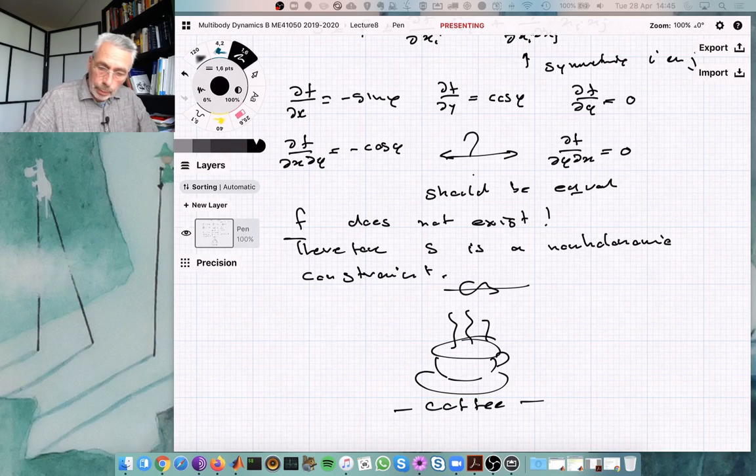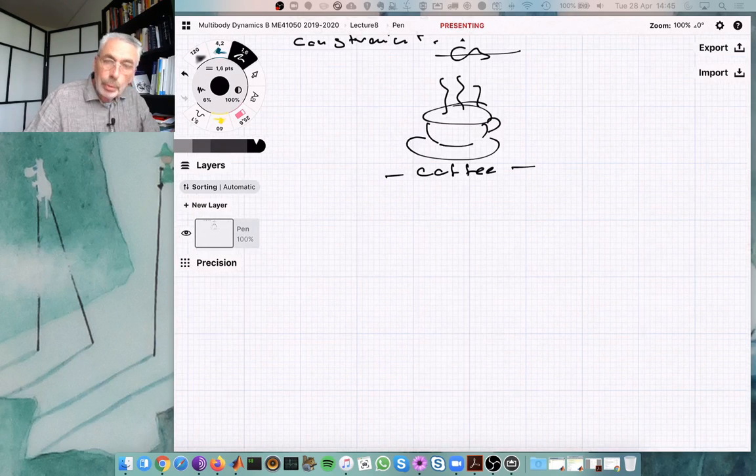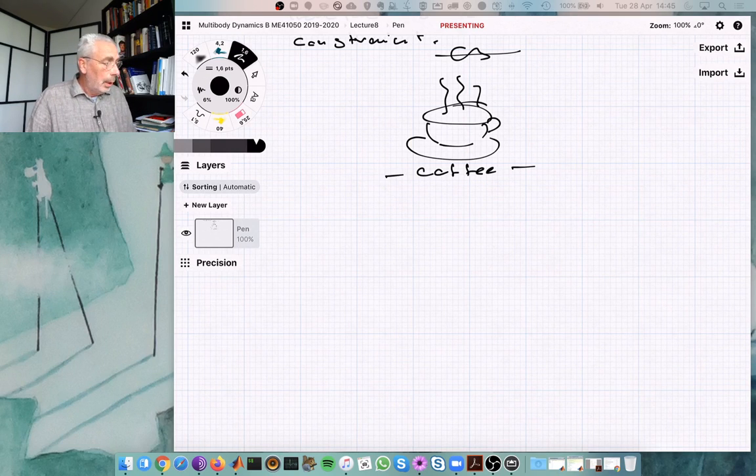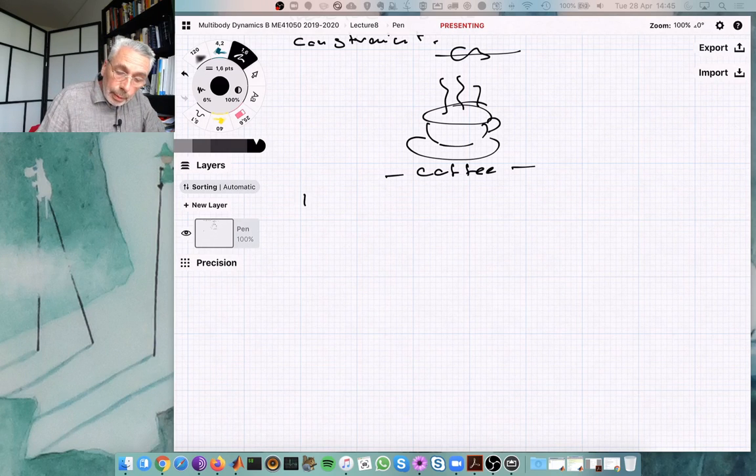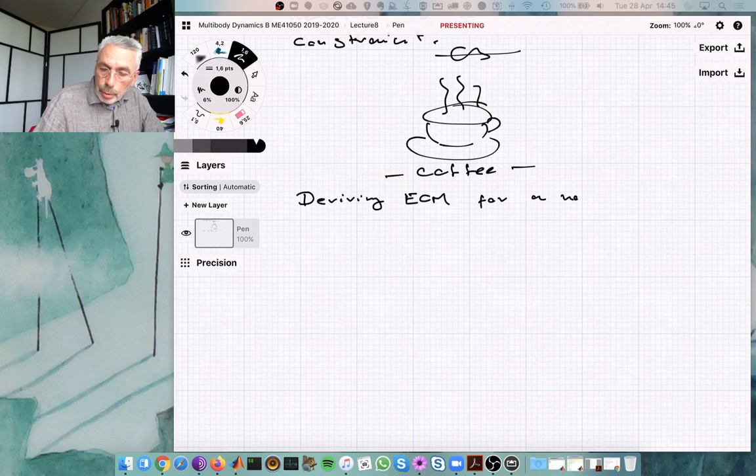Okay, we're back after the coffee break. Lecture 8, non-holonomic constraints. We talked before the break a lot about the type of constraint. Now we want to derive the equations of motion with non-holonomic constraints. So, deriving the equation of motion for a non-holonomic constraint system.